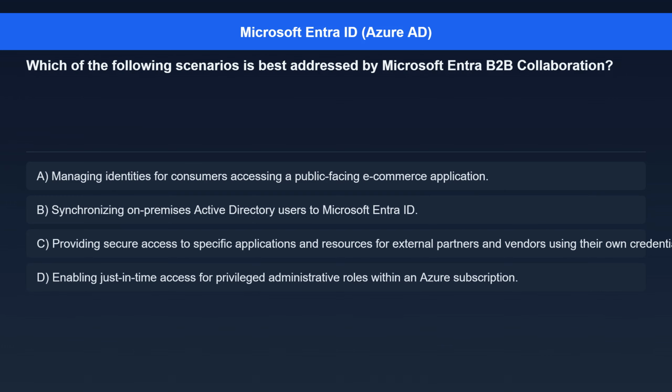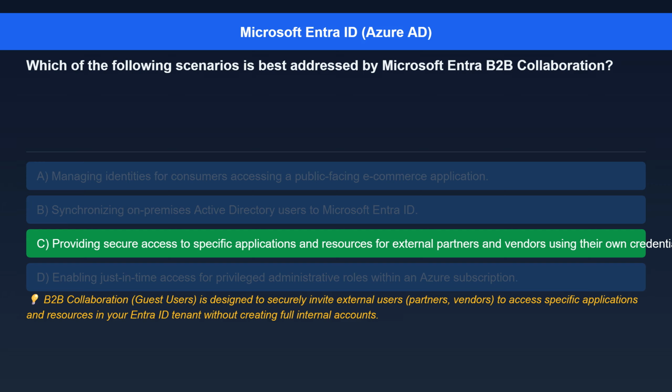Question 6. Which of the following scenarios is best addressed by Microsoft Entra B2B collaboration? Option A. Managing identities for consumers accessing a public-facing e-commerce application. Option B. Synchronizing on-premises Active Directory users to Microsoft Entra ID. Option C. Providing secure access to specific applications and resources for external partners and vendors using their own credentials. Option D. Enabling just-in-time access for privileged administrative roles within an Azure subscription.